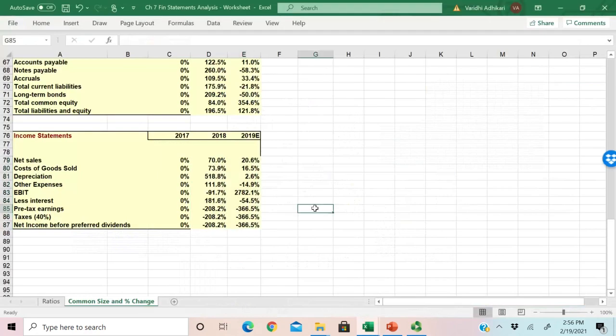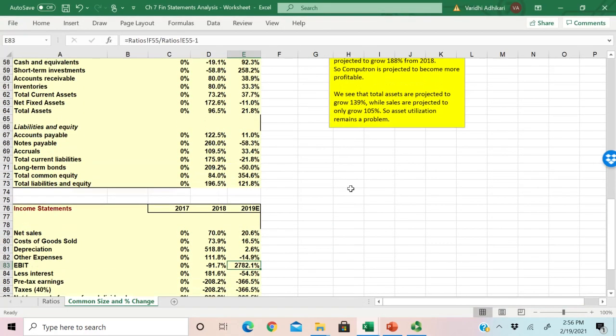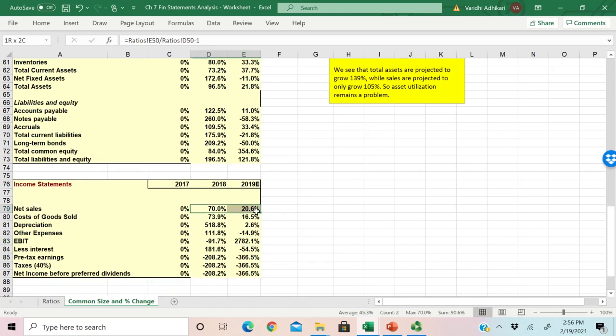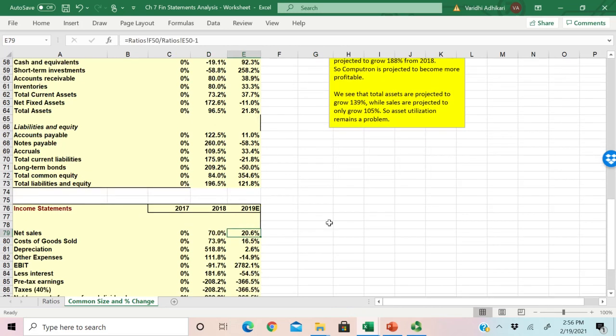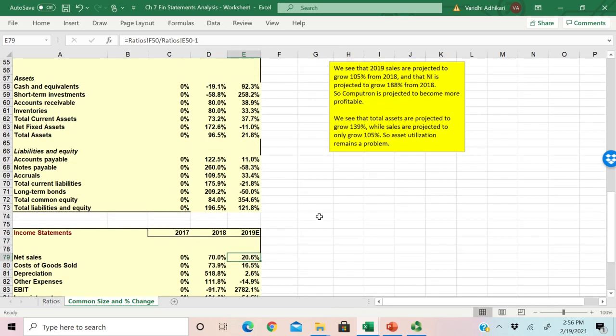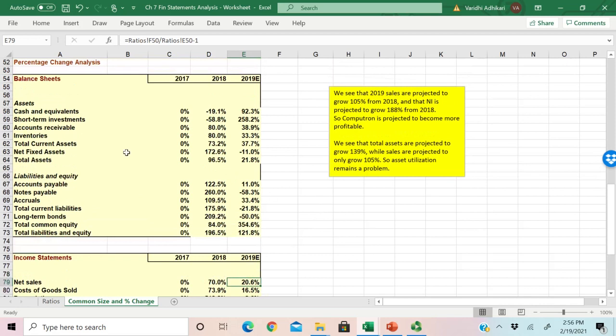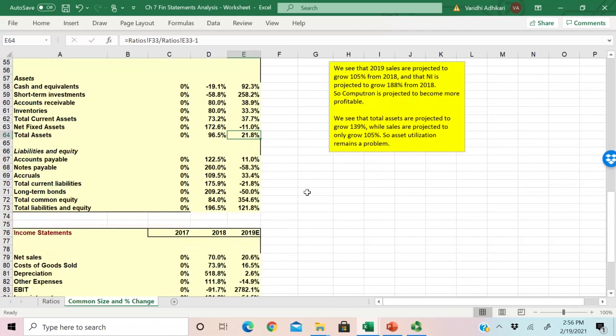Okay, so what do we see here? One thing you can infer is, if you look at from 18 to 19, sales have increased by 20% in 19 compared to 18. But if you look at total assets, they increased by 21%. So in 2019, asset increase and sales increase are kind of going hand in hand. So asset utilization here seems okay.